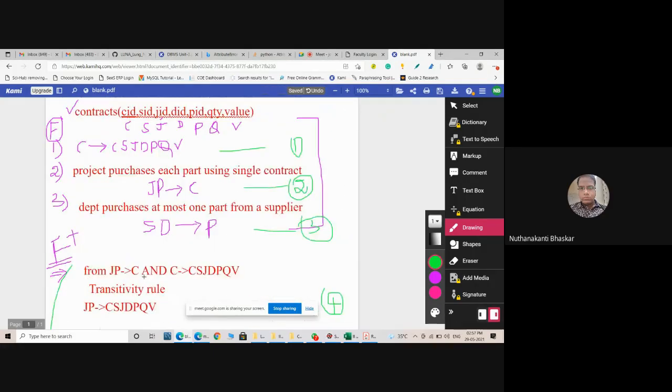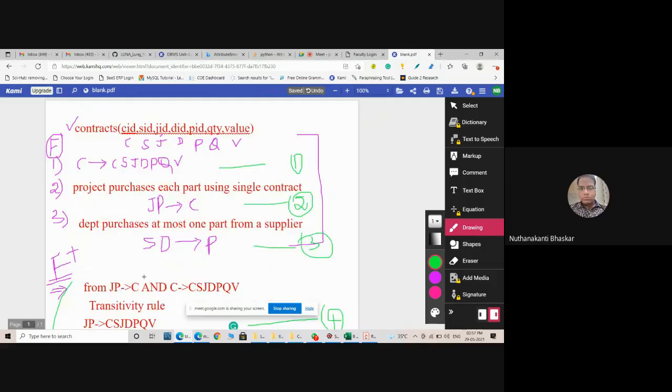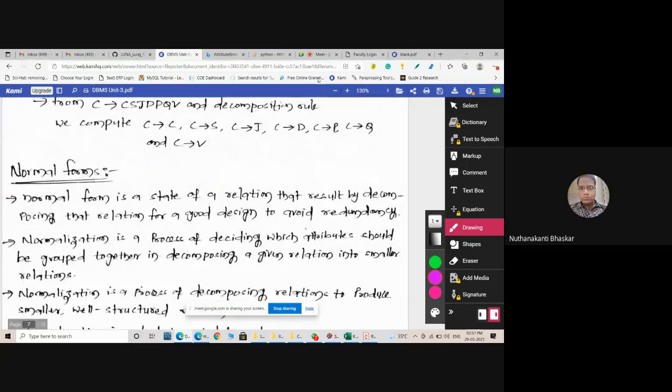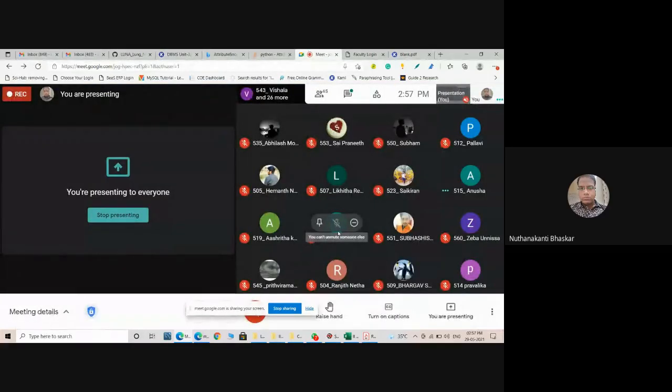Based on Armstrong's axioms, we can define the closure set of functional dependencies. Like this, we need to define and identify the functional dependencies. After identification of the functional dependencies, you need to check which is suitable for which normal form. Based on that, we are going to apply normal forms. Are all of you clear about these functional dependencies? Yes, sir. Very good. If it is clear, in the next class onwards, we will discuss the normal forms.